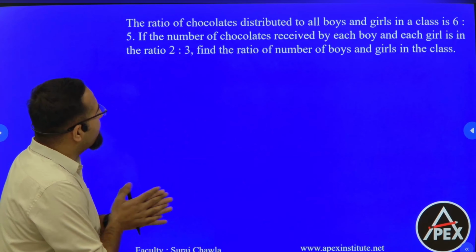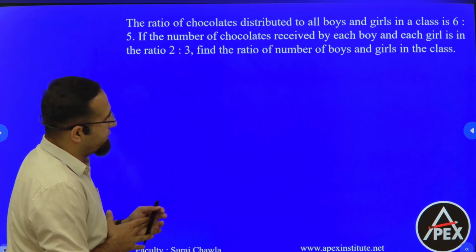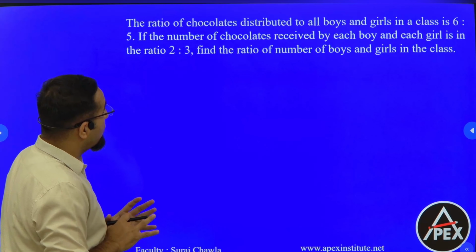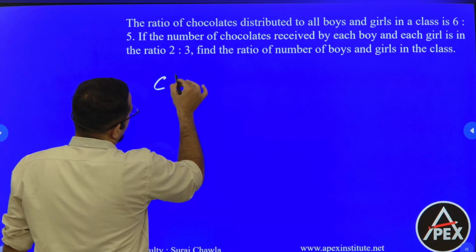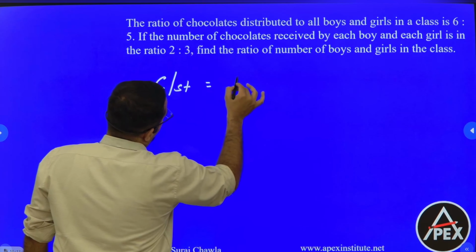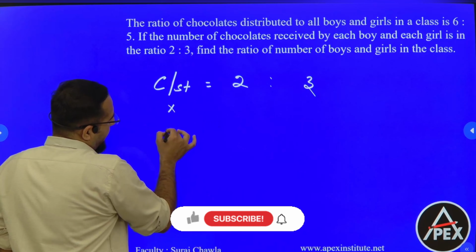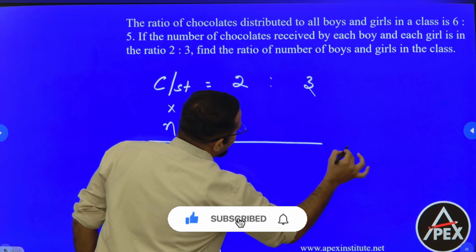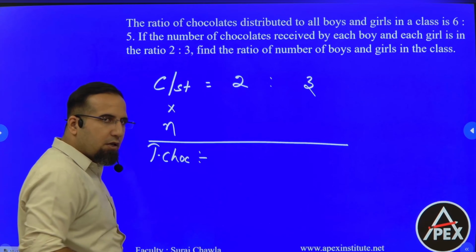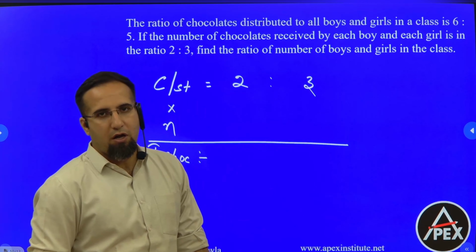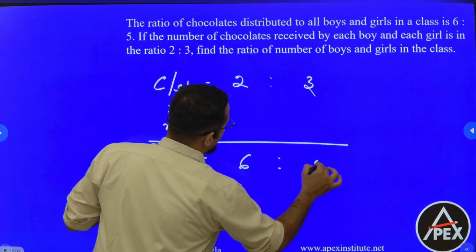Now the ratio of number of chocolates distributed to all the boys and girls in the class is 6:5. Okay? So the number of chocolates distributed by each boy and each girl, let's say chocolates per student, is 2:3. Chocolates per student into number of students will give me total chocolates. That means what am I doing here guys? We are again calculating the compound ratio. Okay? So now I'm given that this ratio is 6:5.